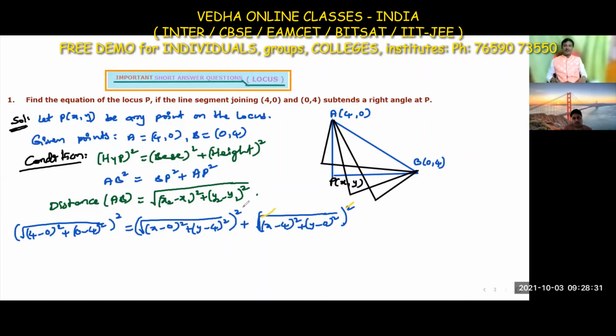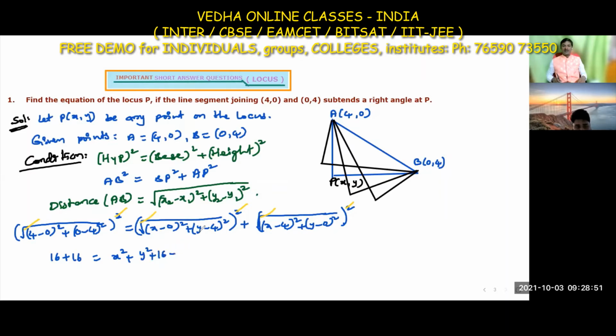Okay, the square and root get cancelled. If we cancel the square and root, what is the next step? Here, 4 minus 0 is 4, whose square is 16. Then 0 minus 4, that is minus 4 whole square, is also 16. And x minus 0 whole square is x square. Then y minus 4 whole square.